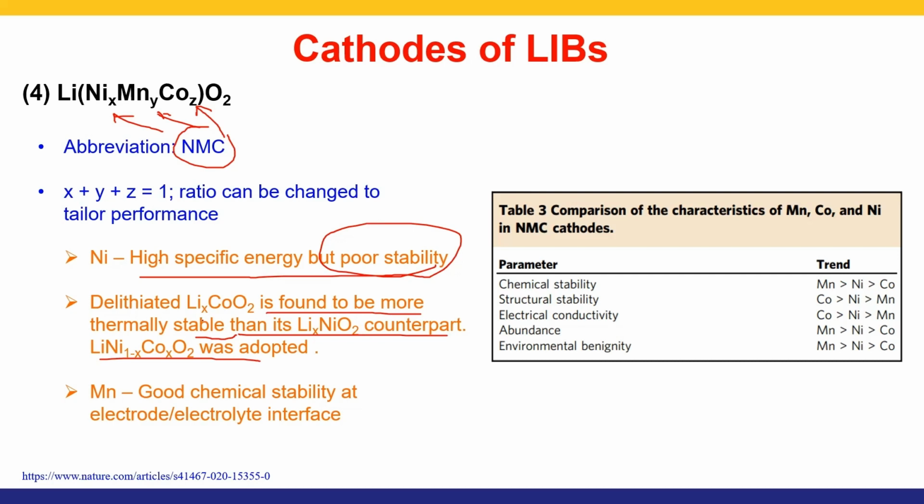We can have different types of NMC based on the ratio among X, Y, and Z. Structurally, it resembles lithium cobalt oxide. And therefore, you can think of it this way: to improve the conventional lithium cobalt oxide, in terms of the energy density, we can blend in nickel. And to improve the chemical stability at the interface between electrode and electrolyte, we can blend in manganese. You can see the characteristics of different elements in the NMC from this table.